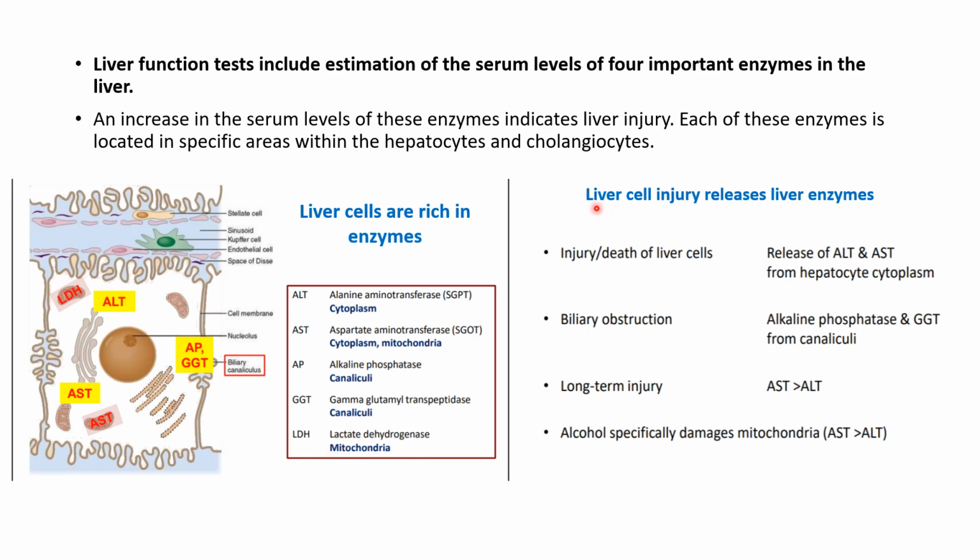Then here you can see what happens in case of liver injury. Liver injury leads to the release of liver enzymes. In case of liver injury or death of liver cells, there will be release of ALT and AST from hepatocyte cytoplasm. Then in case of biliary obstruction, there will be release of alkaline phosphatase and GGT from canaliculi. In case of long-term liver injury, AST levels will be more than ALT. And also in case of alcohol-induced liver injury, alcohol specifically damages mitochondria. So in such conditions, AST level will be higher than the ALT level.